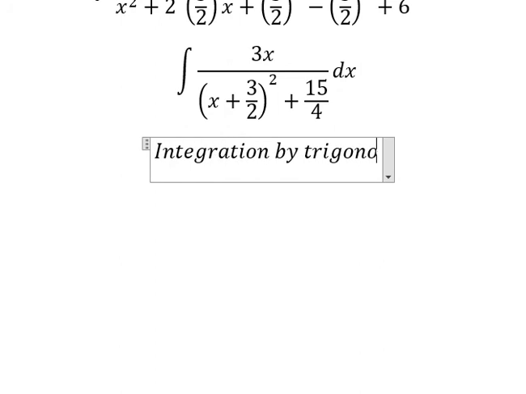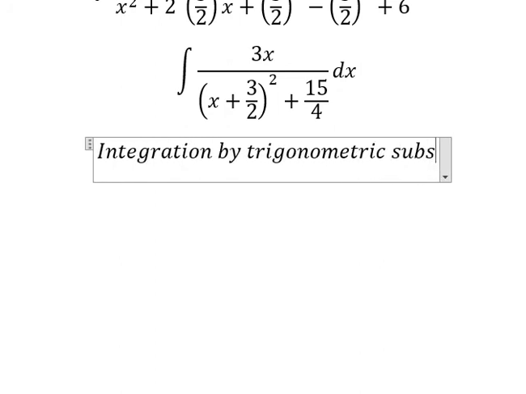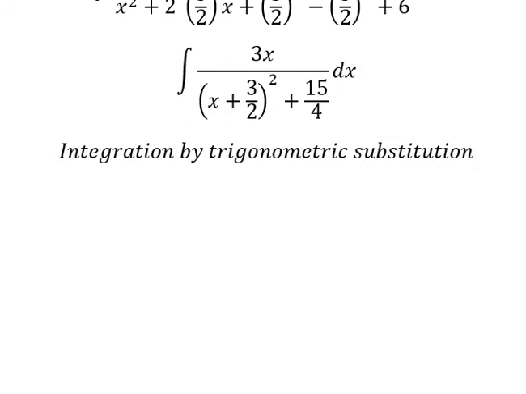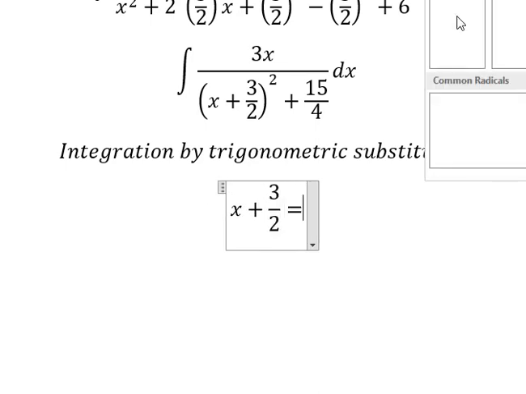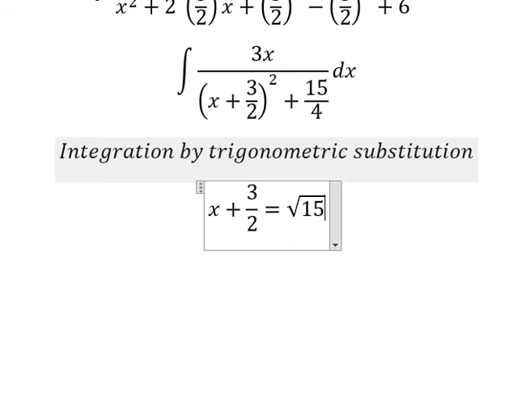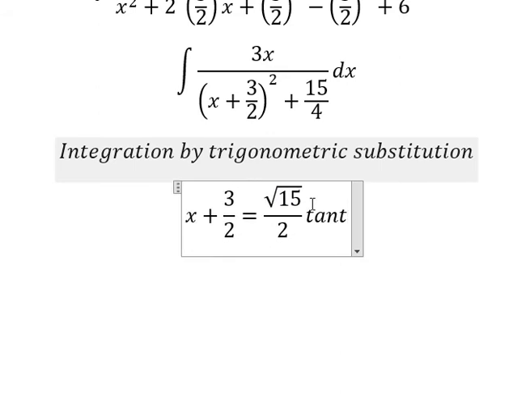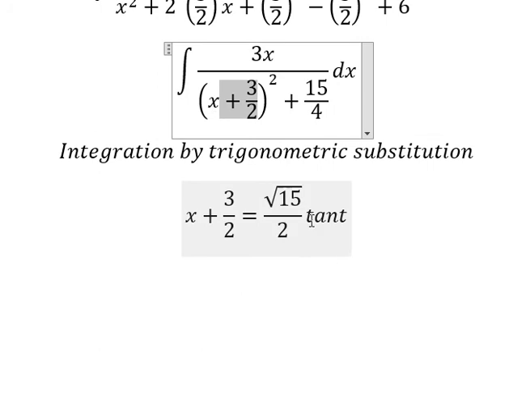by trigonometric substitution. So I will put s plus 3 over 2 equals the square root of 15 over 2 times t. Because if we put this one here, we have 15 over 4 times t squared, 15 over 4, 15 over 4.